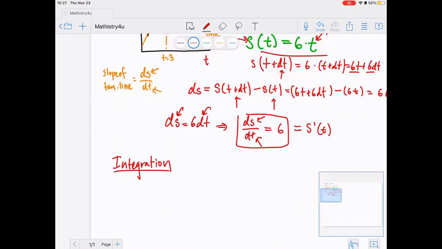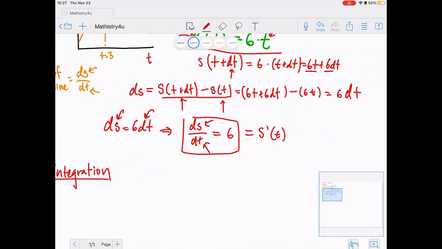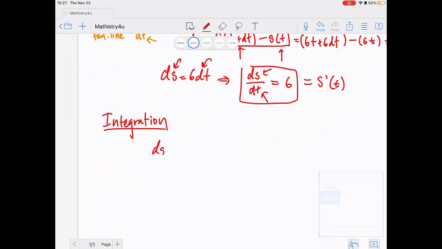In derivatives, you're looking at how a quantity changes with respect to a very small change in the input. In our case, the input was time. In integration, we're talking about adding up these infinitely small changes over larger periods of time. Okay, so let's say for instance, we go back to our speed, ds/dt.